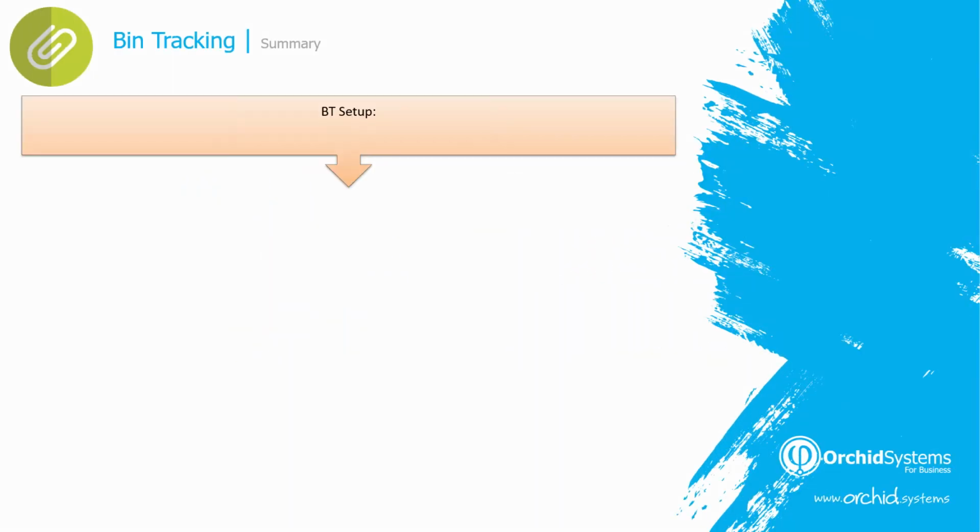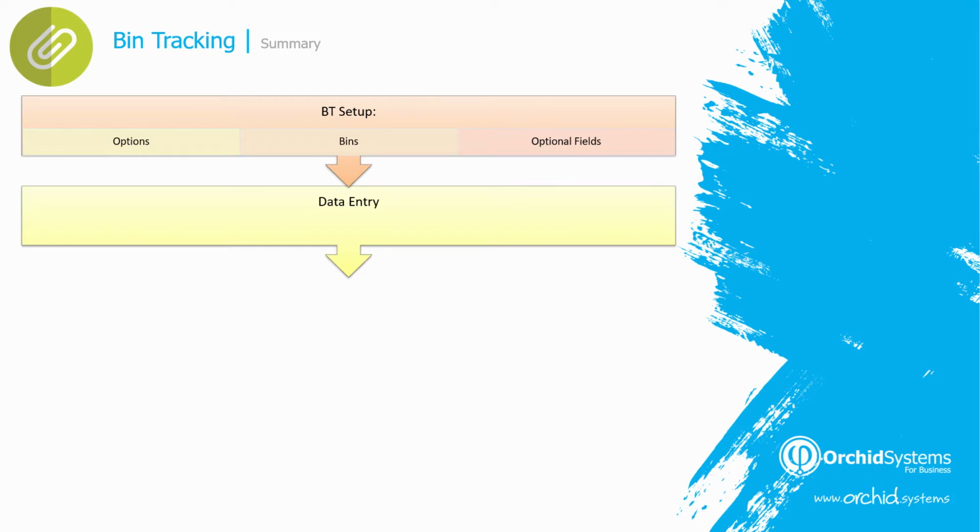In summary, we've just seen the bin tracking setup, the options, the bins, and the optional fields. And with data entry, we saw how to record bins against a document that auto pops up with the source document. We entered a PO receipt and the bin transfer order popped up and we confirmed the bins. Then we did a sales shipment and opened the associated bin transfer through the PICS data screen and entered the bins and confirmed the bins.